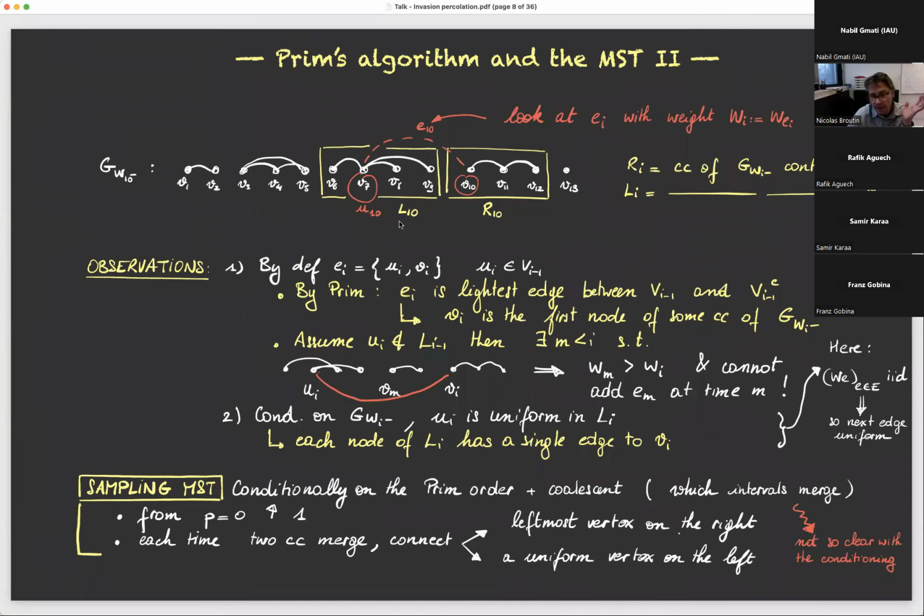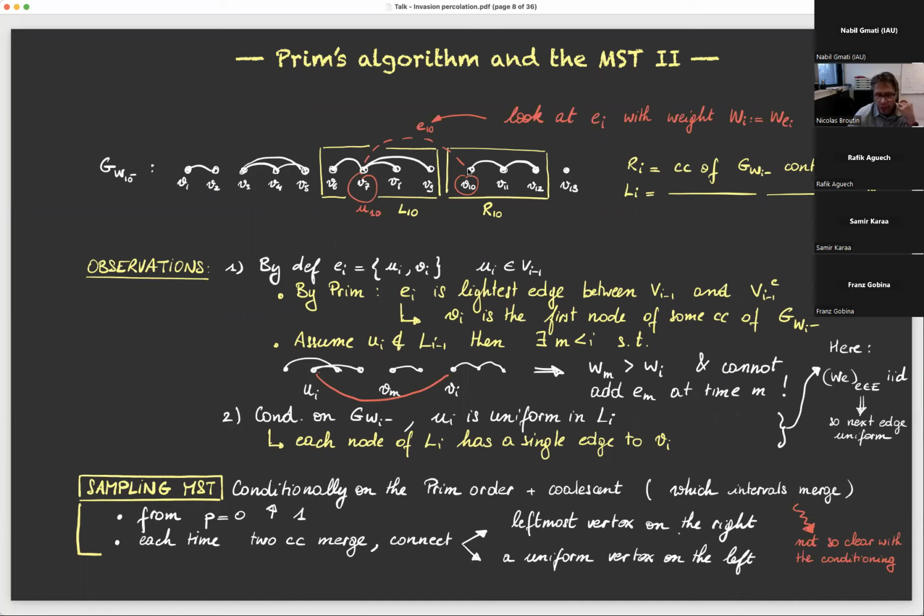And why is it? Because I give you the graph just before I add the edge. Well, any edge between any of the nodes of the connected component is equally likely to be chosen as the lightest one. Therefore, the one that is chosen is uniform. Okay? So that means that you have actually a way to sample the minimum spanning tree in the following sense.